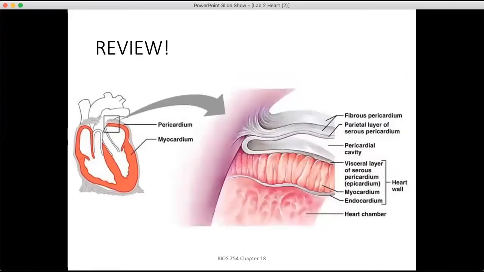So let's review. This is the fibrous pericardium, and attached to it is the parietal layer of the serous pericardium. The visceral pericardium clings to the surface of the heart, and the space in between the parietal and the visceral pericardia is called the pericardial cavity. The myocardium is the cardiac muscle layer in the wall, and the inner layer is called the endocardium, lining the chambers. What's outlined in black consists of the three layers of the heart wall.